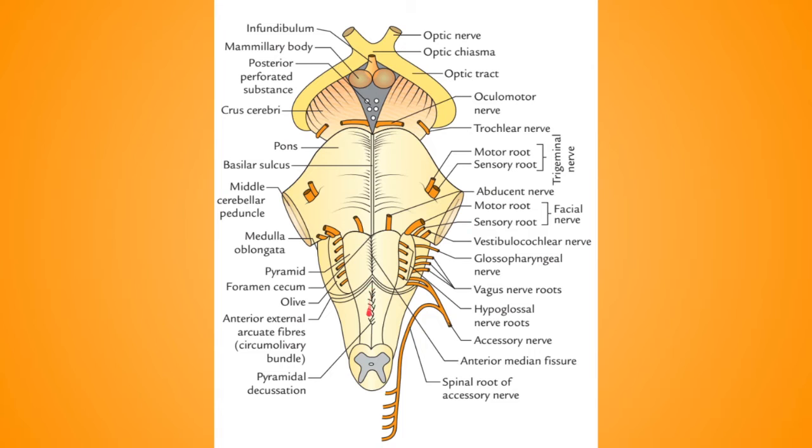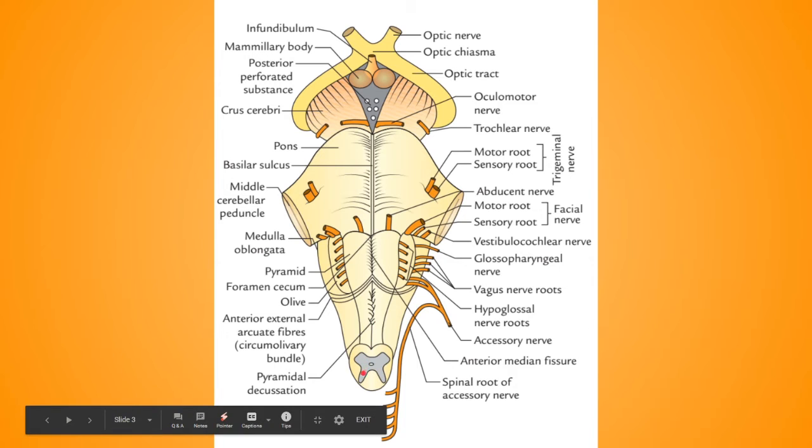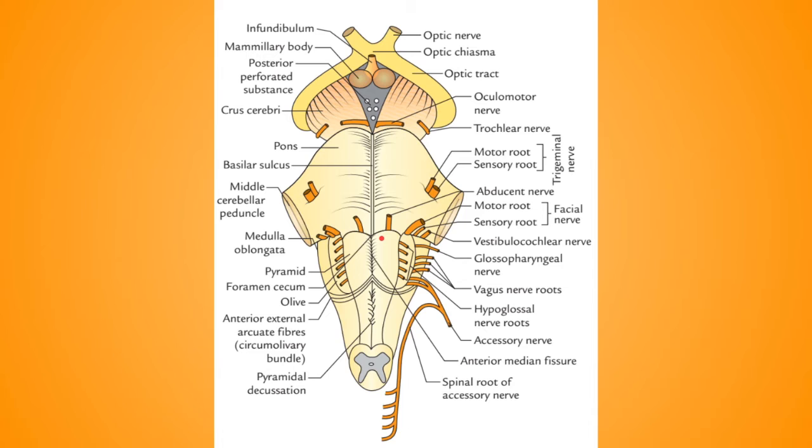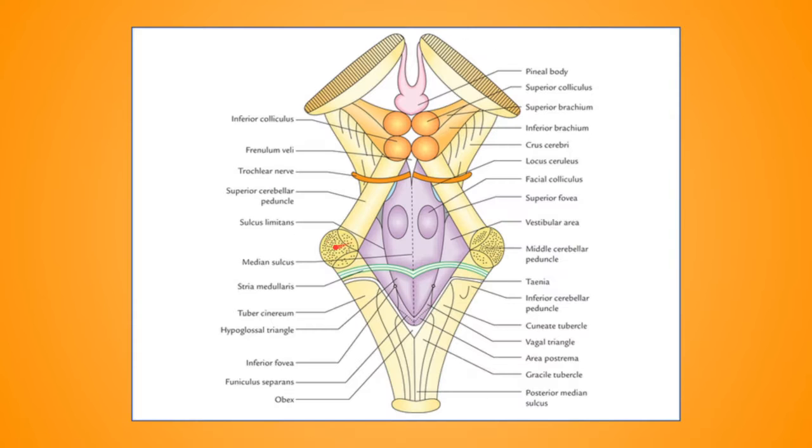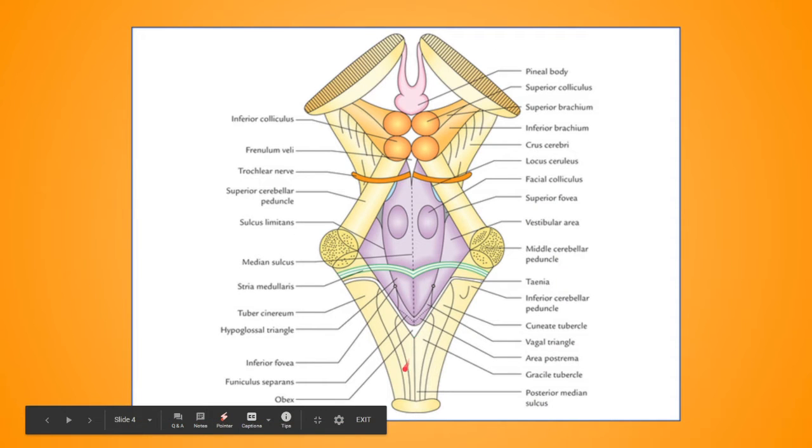This is the anterior median fissure. The anterior median fissure is continuous below with the corresponding fissure of the spinal cord, and above it ends in a small triangular depression known as the foramen cecum at the lower border of the pons. This is the pons. The lower border of the pons contains the foramen cecum. Now this is the posterior median sulcus.